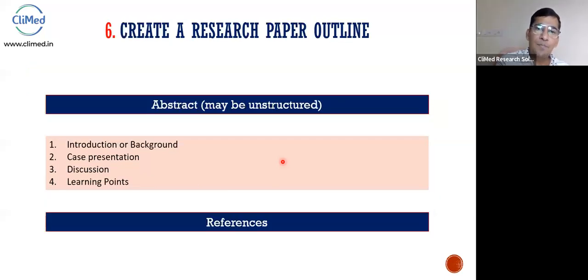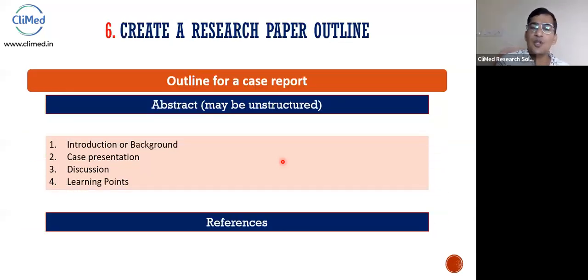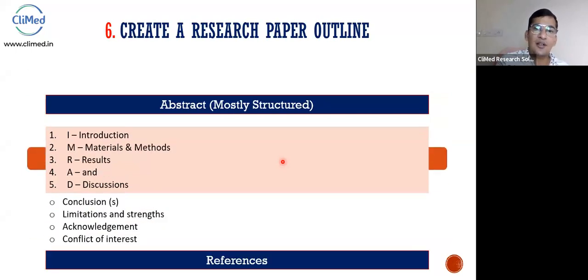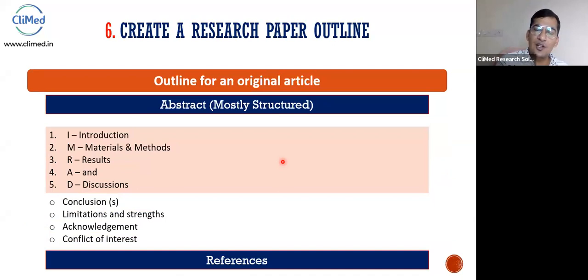Then create a research paper outline. Different outlines are there. I discussed the outline for a case report and the outline of an original article also. First is the introduction, then the IMRAD guidelines, which we usually follow. Let me take a little time here at the IMRAD guidelines.